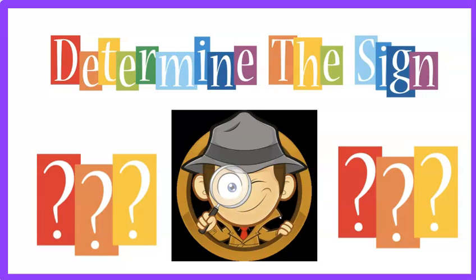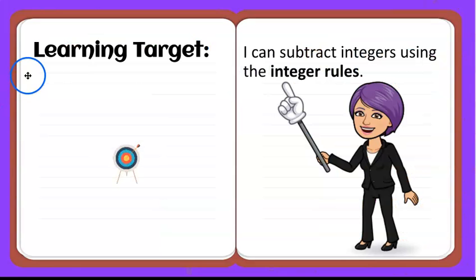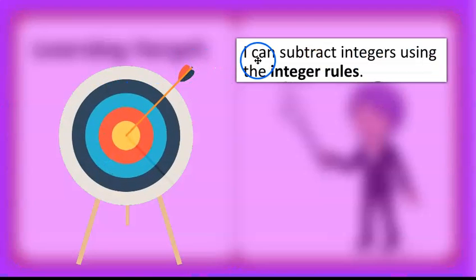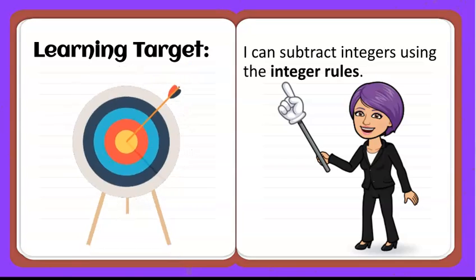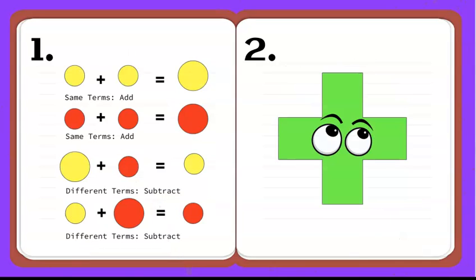We finally get to move on and work without the model, without the red and yellow chips. Our learning target for today will be I can subtract integers using the integer rules. Let's go ahead and recap what we learned so far.